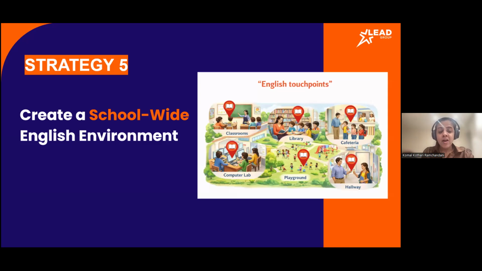So what are the leadership levers that we can use? This strategy succeeds or fails based on leadership. Teachers take cues from what leaders model, notice, and reward. So if a leader acknowledges effort, encourages consistency, and normalizes imperfect English, teachers feel safe to do the same. This is less about monitoring and more about culture building in the school.